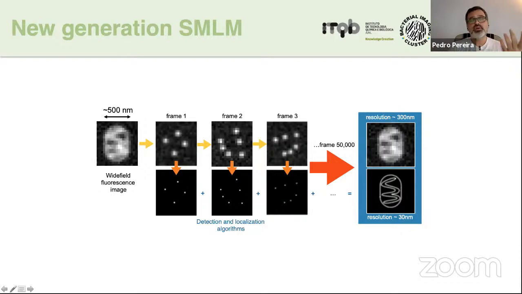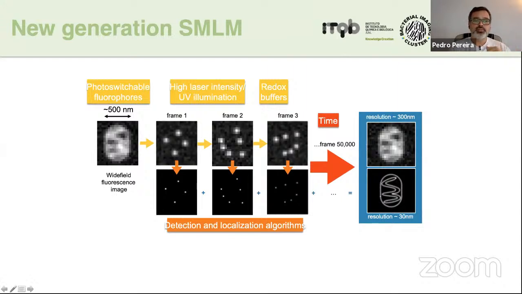So if we go back to our scheme that I showed you, what are the problems here? You need special probes, you need high intensity illumination, you might need redox buffers that take loads of time, and you need this detection and localization algorithm. There's a bunch of constraints. But if you wanted to make this more live cell friendly, I guess the most obvious thing would be to reduce the laser illumination, right? Try to make it a bit more live cell friendly. And just to give you a notion of how live cell unfriendly these sort of techniques are, it's like giving a third degree burn to your cells, at least, probably much more than that.